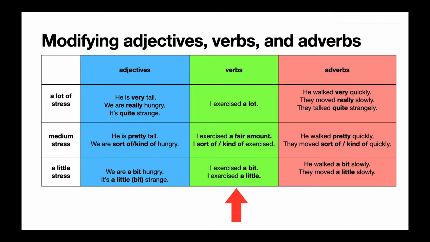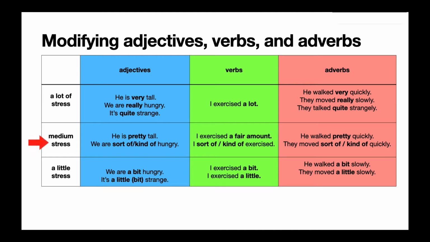But in the next column in green, if we want to show a lot of stress for a verb, such as exercise, we can't say I very exercise or I really exercise. We would say I exercise a lot. Or in the pink column, adverbs, we can use the same words that we use for adjectives. He walked very quickly, they moved really slowly, or they talked quite strangely.